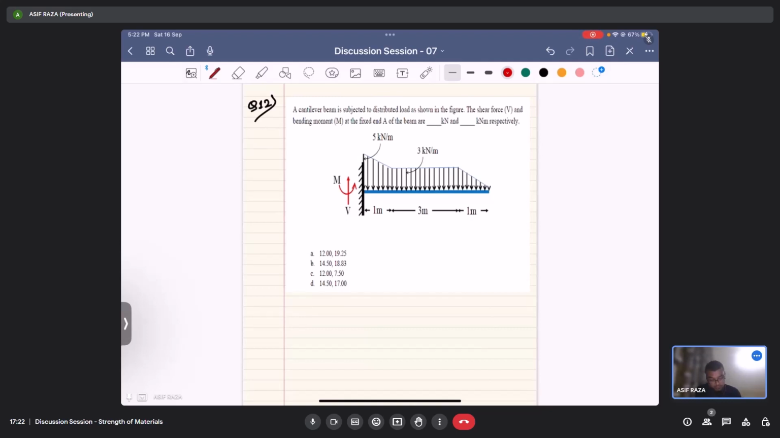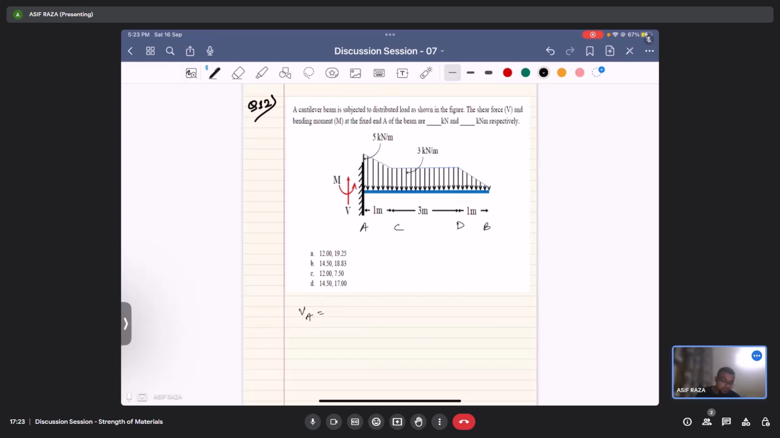Let's calculate it. What would be my shear force at A and bending moment at A? So shear force at A, I'll just take this as A, this as B. Okay. So shear force at A, now A, B, C and D I take it.